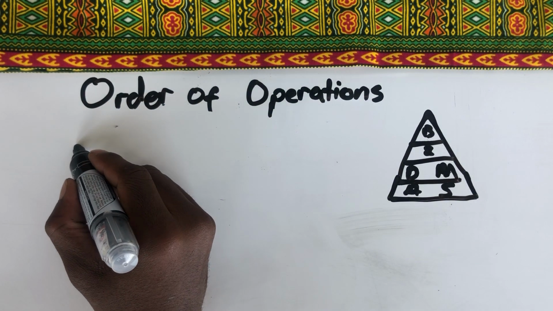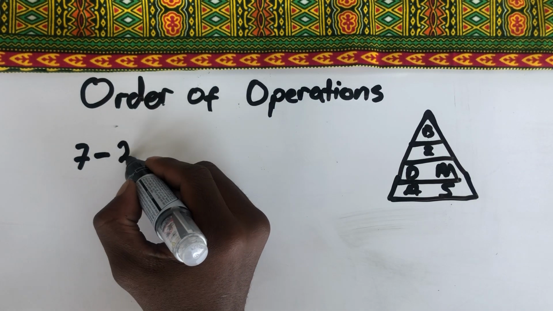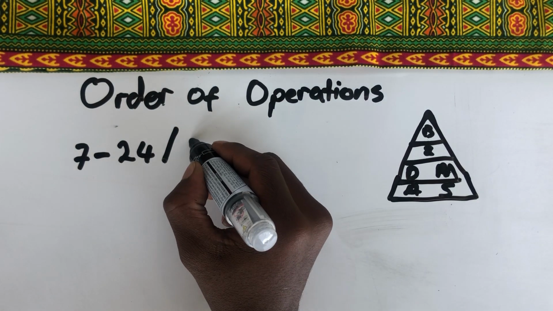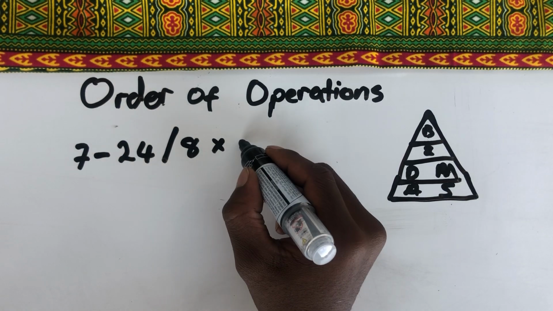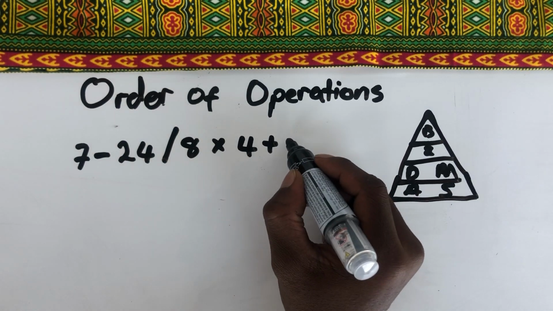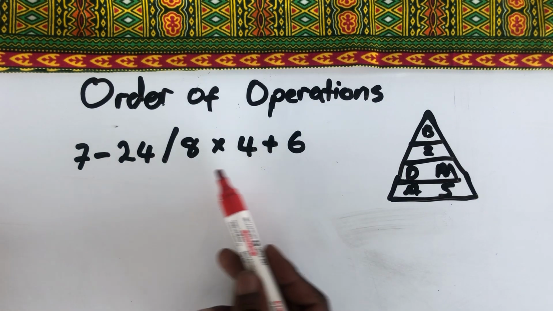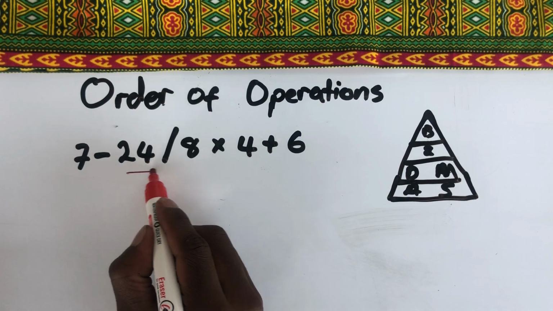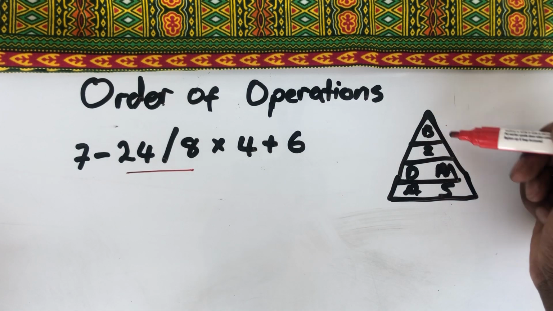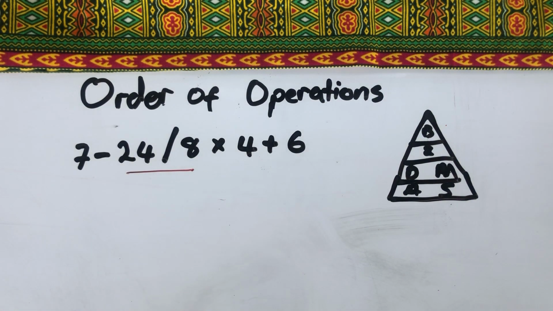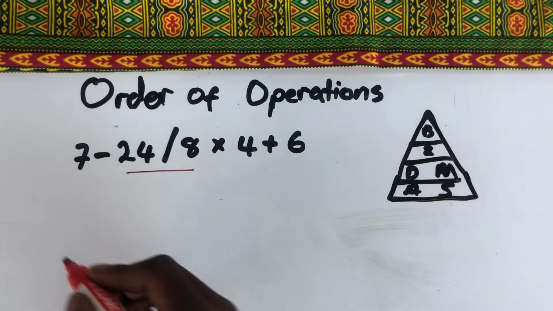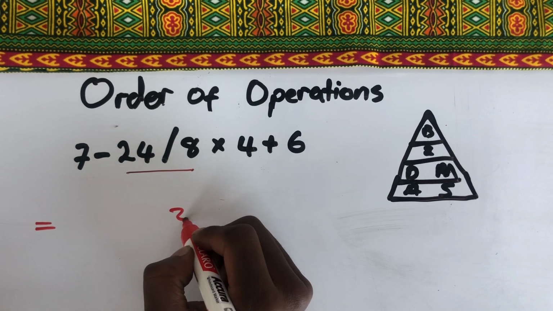Let's say we have 7 minus 24 divided by 8 multiplied by 4 plus 6. As you can see, the first operation that we need to carry out here is division, because we have no brackets and no indices. So the first operation we carry out is right here. That is 24 divided by 8, which gives us 3.